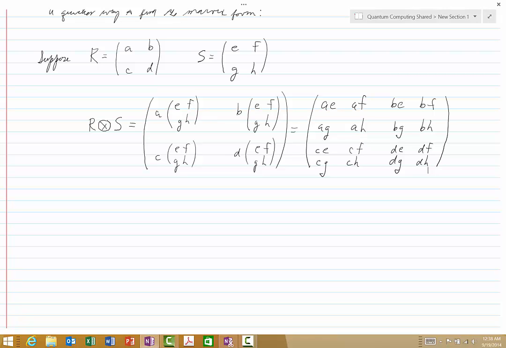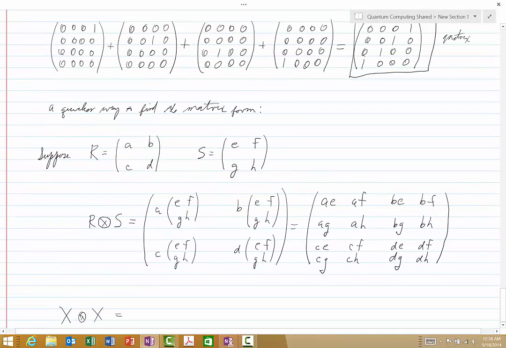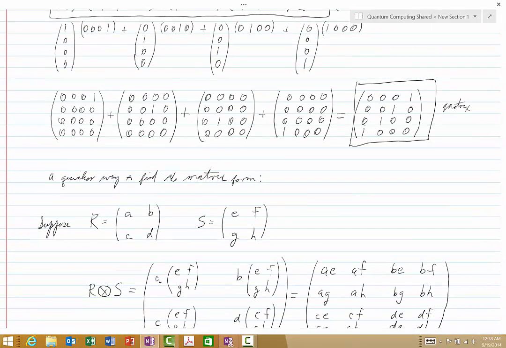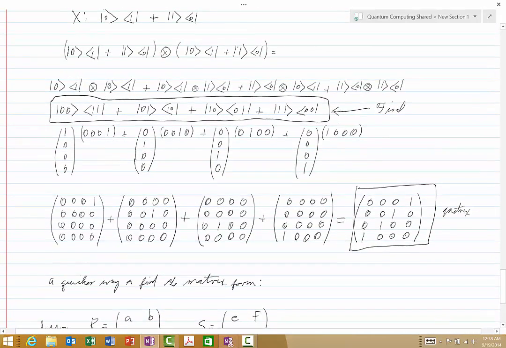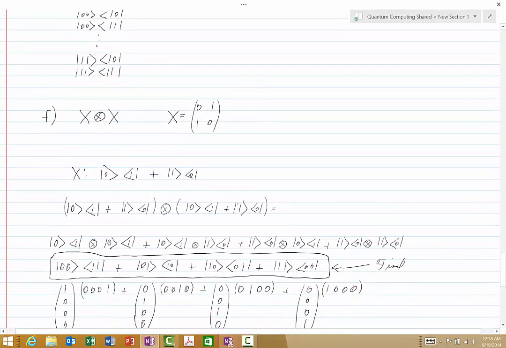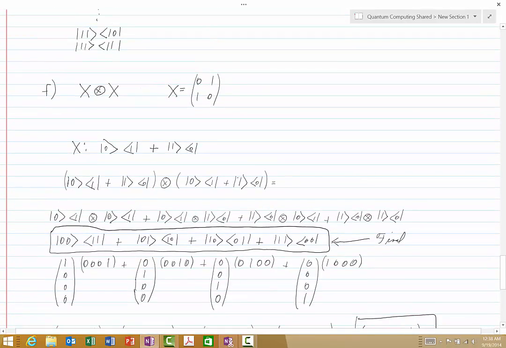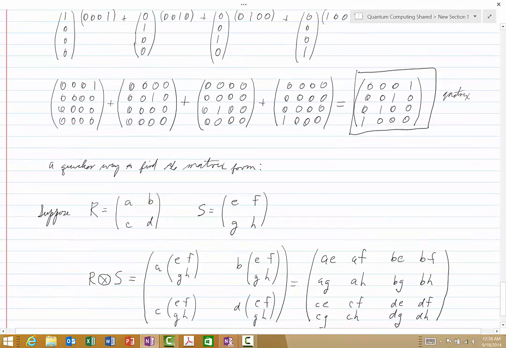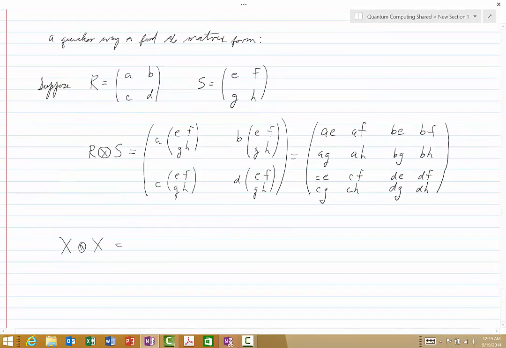But anyway, this would be the way to get directly the matrix form of the tensor product. And just to check it with X tensor product X, and this is a check because we've already calculated it up here. But let's just see that with this new method we'd come up with the same answer. Okay, X, here is our matrix for X. So this would be 0, 1, 1, 0, tensor product 0, 1, 1, 0.